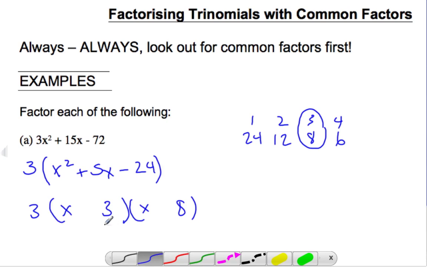I have to think about the signs carefully. They have to multiply to get negative. So that means one's positive, one's negative. Add to get 5. So this means it'll be a plus 8 and a minus 3. All right. Agreed. Yep. Let's go to the next one.